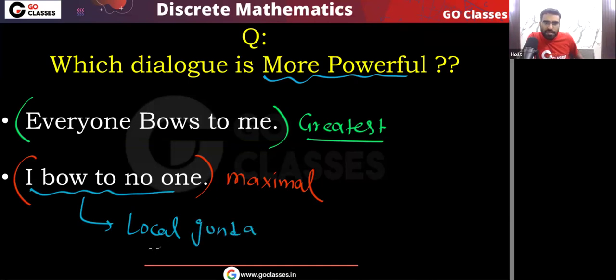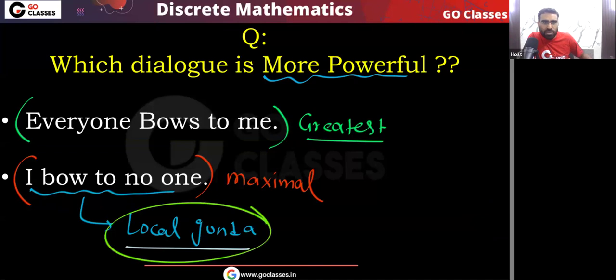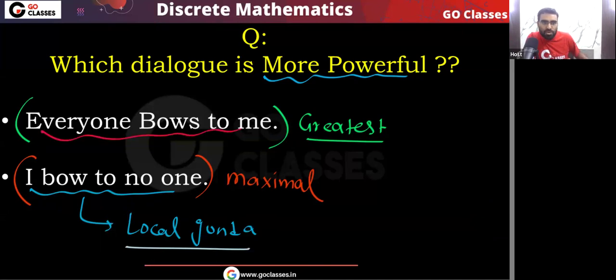Yes or no? In the movies also you can see that the local gunda will say, "I bow to no one." Yes or no? So Durjan Singh किसी के आगे नहीं झुकता. Yes or no? Chapri. Yes. Okay, so this is like a local gunda. This "I bow to no one." Okay, everyone is nowadays a local gunda. Okay, so you can see. But this: "everyone bows to me."